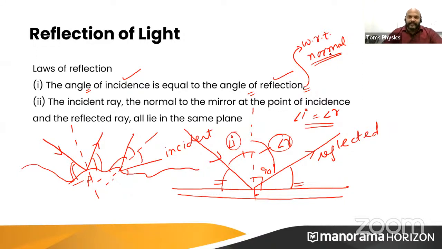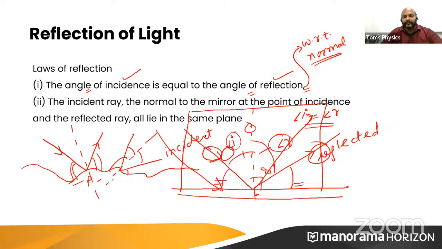Next, the incident ray, the normal to the mirror at the point of incidence, and the reflected ray will all lie in the same plane, which means that you could take a piece of paper and put it in such a way that the incident ray, the reflected ray, and the normal all lie within that piece of paper. If you were to shift this light source, then the reflected ray will also shift accordingly, right? The plane will change, but the plane for the two rays will always remain the same.